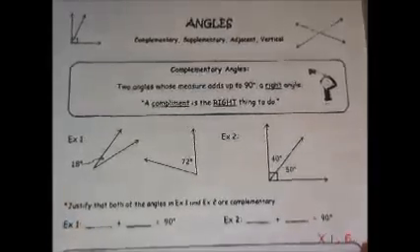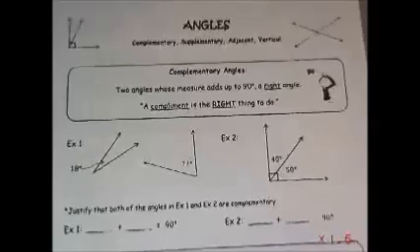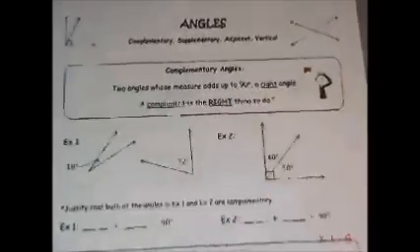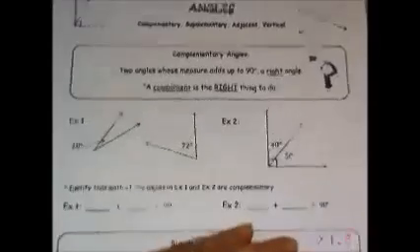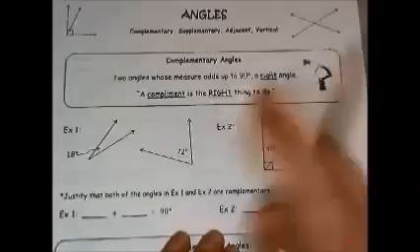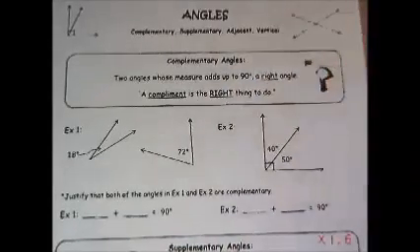Okay, we're learning about angles. There are complementary, supplementary, adjacent, and vertical angles. What I want you to do is cut this top half on complementary angles. Right where it says supplementary, you're going to cut right above that line. We're going to start with this first part on complementary angles, and you're going to paste this into your notebook on the first page of angles, okay?